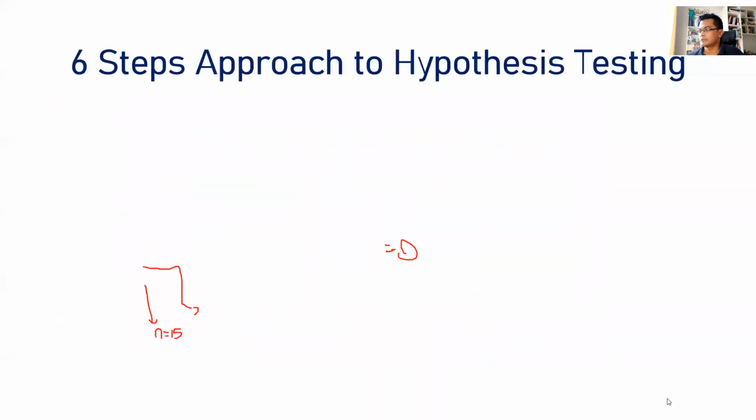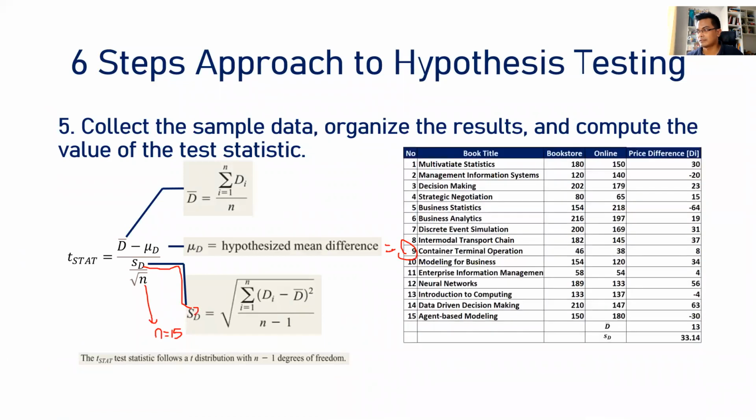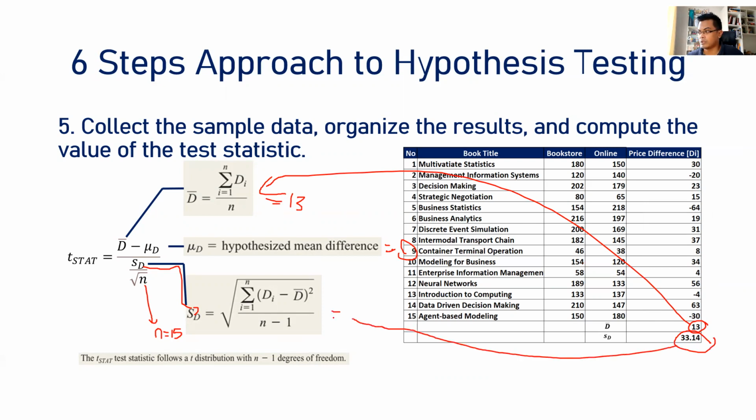Then we just plug it into the formula, right? So we have the d bar, or the average value, and we simply plug it in here. This equals 13, and then the standard deviation we plug here, equals 33.14. I will rewrite the formula here. The t-stat value after we calculate it is equal to 1.5 something. Okay, we finished the fifth step.